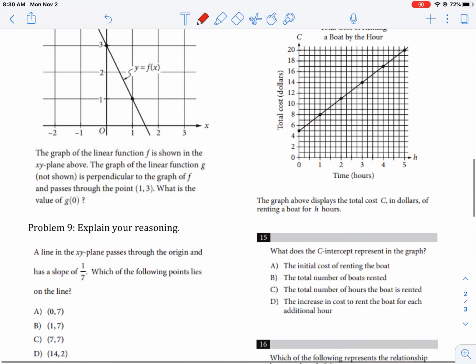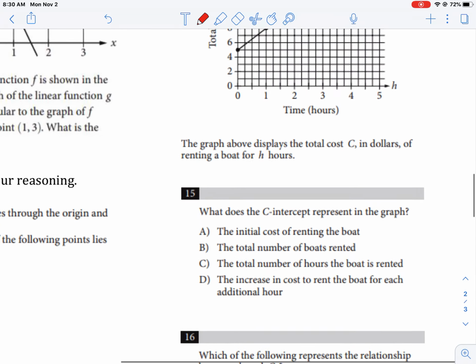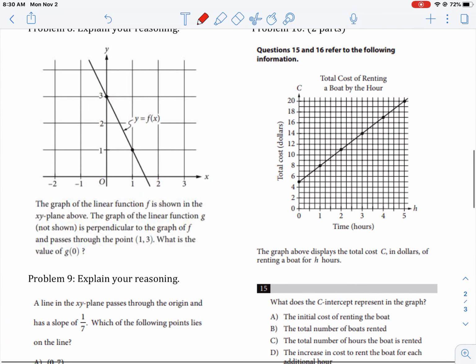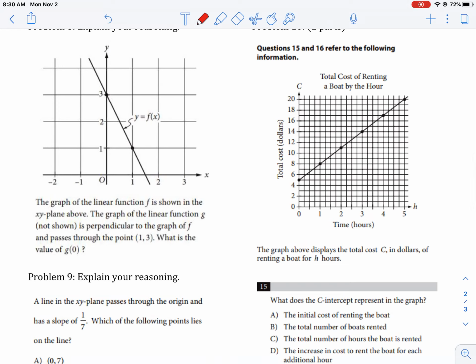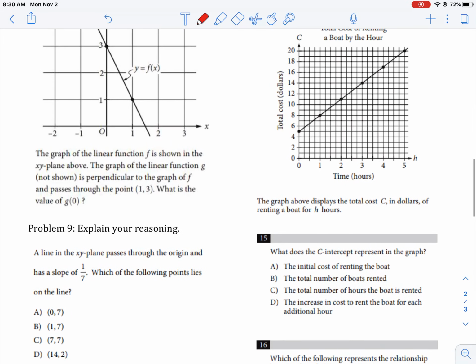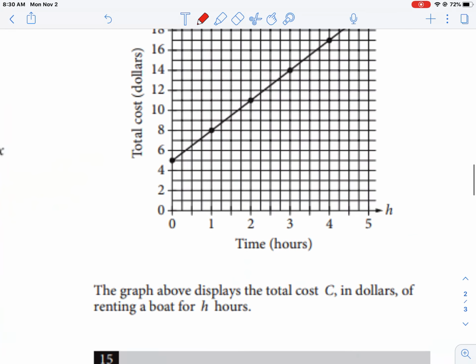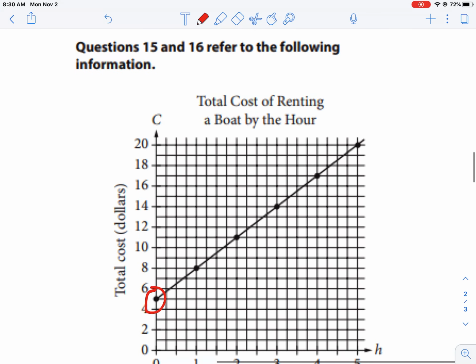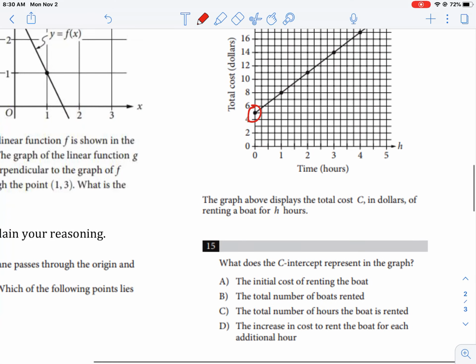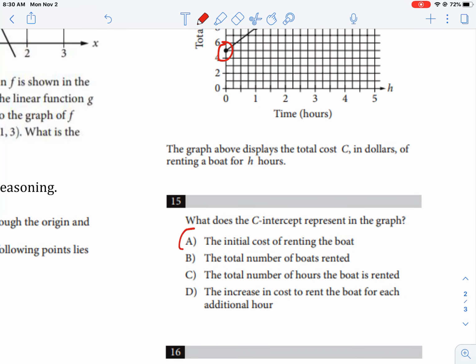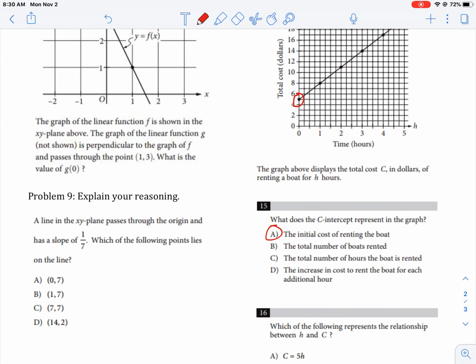I'm going to come back to 8 for a second. Go to 10. These are easy ones. Most of you got these. Okay, so we have a total cost of renting a boat by hour, time on the x-axis, and total cost on the y-axis. The c-intercept, what does that represent? The c-intercept is right here, and that's when time is 0. So when time is 0, that would be an initial cost of renting the boat. A flat fee.